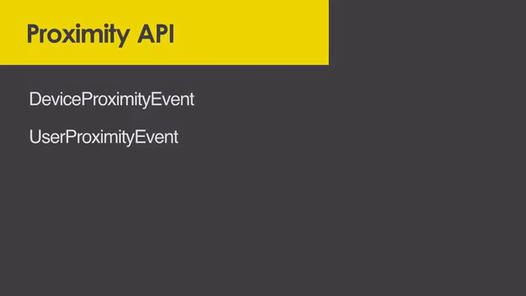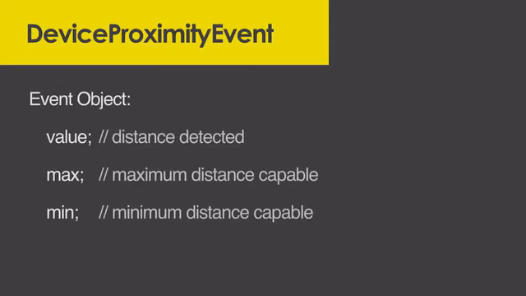So first up is proximity. The Proximity API gives us two new events that fire for us, and these actually both fire at exactly the same time, but give us slightly different pieces of information. The device proximity event just gives us an object that tells us how close someone has got to the thing that's got the sensor in it. It also gives us some information about its detection range, how far and how close does something need to be in order for it to be detectable.